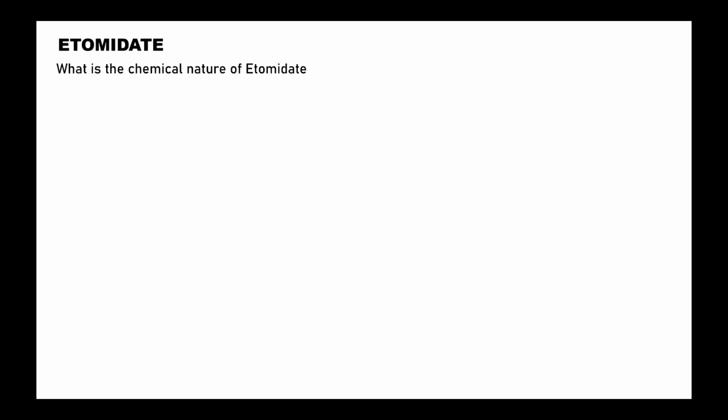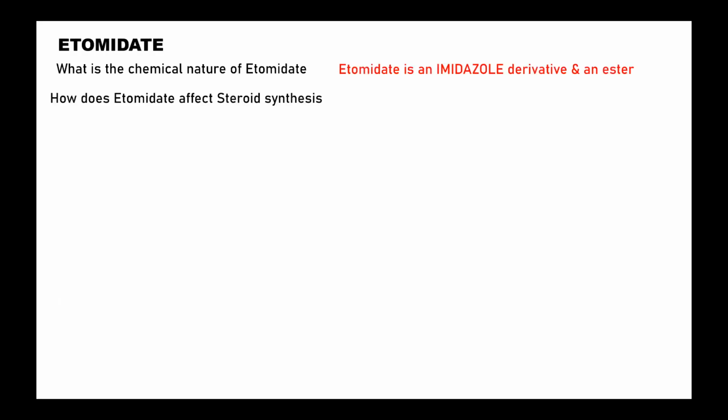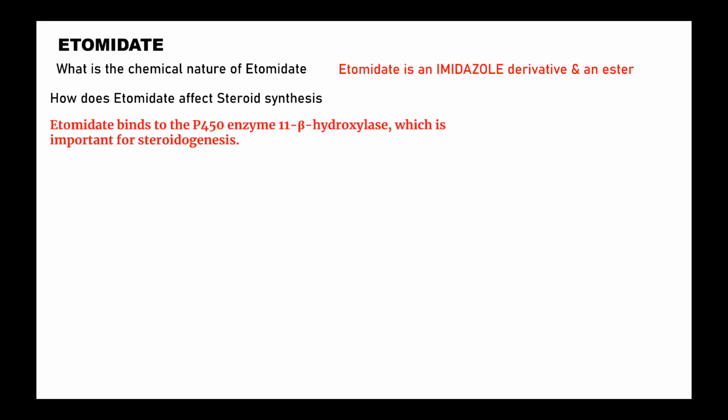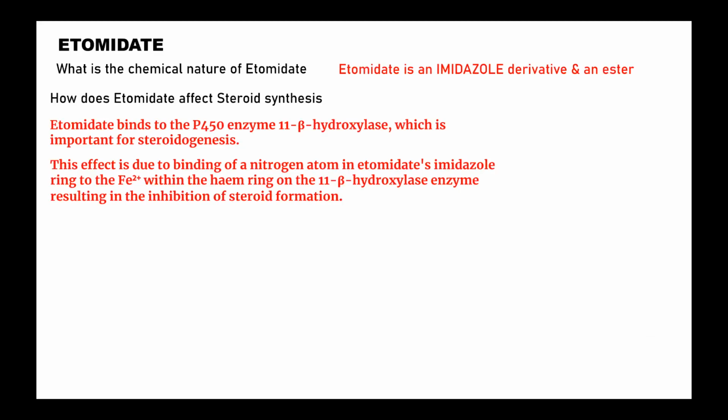Coming to etomidate, what is the chemical nature of etomidate? Imidazole group, an imidazole derivative. How does etomidate affect steroid synthesis? It inhibits 17 alpha hydroxylase and 11 beta hydroxylase in the adrenocortical pathway, binding to the P450 enzyme 11 beta hydroxylase, which is important for steroidogenesis. This effect is due to binding of a nitrogen atom in the imidazole ring to iron within the heme ring of the 11 beta hydroxylase enzyme, resulting in inhibition.